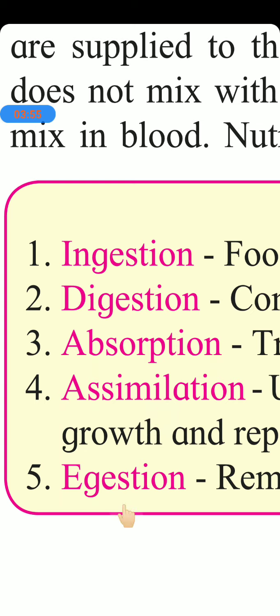Fifth step is egestion. Egestion is nothing but the last step which will remove the undigested food. So egestion is the removal of waste product and undigested food from the body.